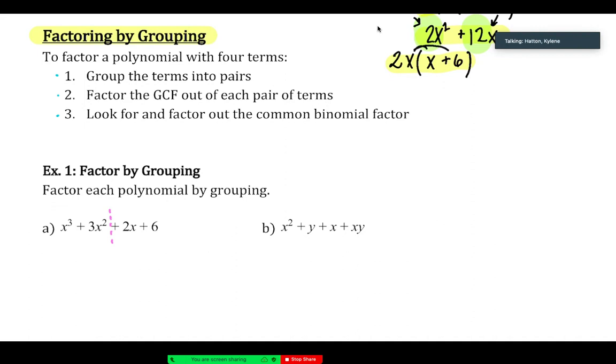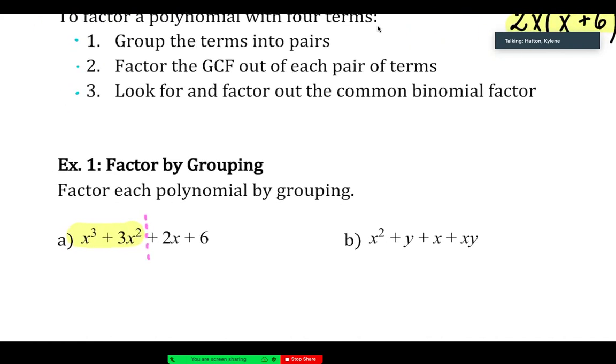And then from there, I'm going to look at each half separately. So for my first half, for x cubed plus 3x squared, we're going to pretend that's its own problem, and we want to factor out the GCF out of just that part. So for the x cubed plus 3x squared, I have to think, what's the greatest common factor that I could pull out of just those 2?